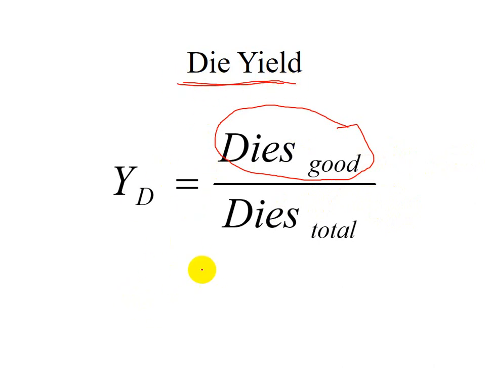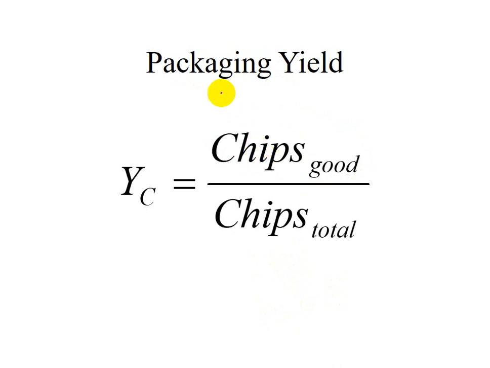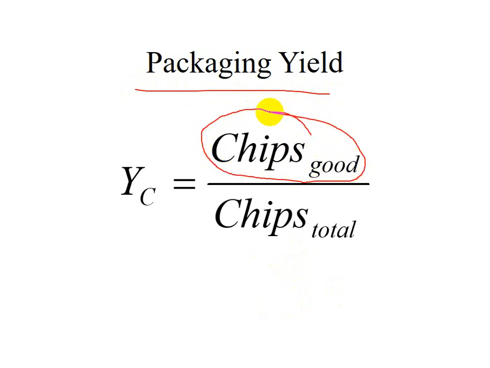Once all those die are finished process, good die being cut off to bring to for packaging, and that we'll call the packaging yield. And the packaging yield is the ratio between good chip after the process, all process, the good chip to the total number of chips. This is called packaging yield, YC.